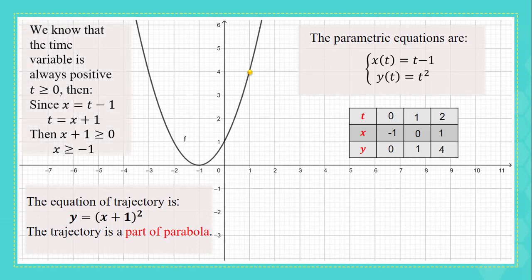But we know that the time variable is always positive. Then, since x is equal to t minus 1 and t should be positive, then x plus 1 should always be positive. Then x should be greater or equal to minus 1. Therefore, this part of the parabola is not considered, and the correct part of the parabola is this one, which is circled in green.